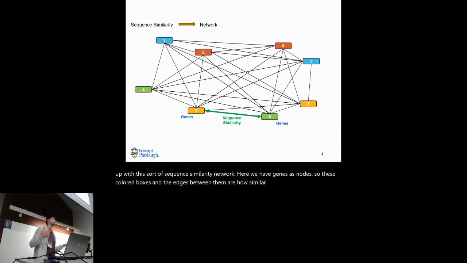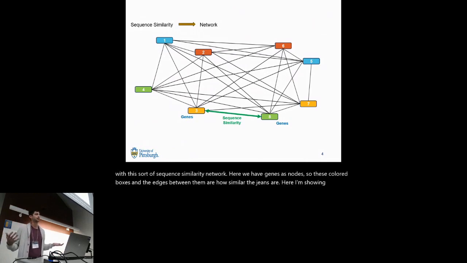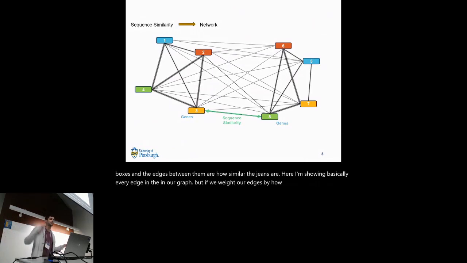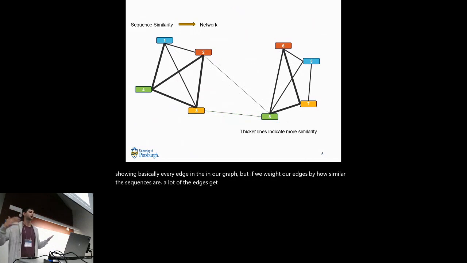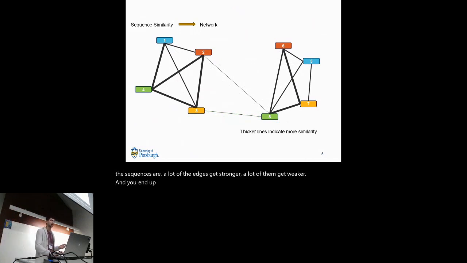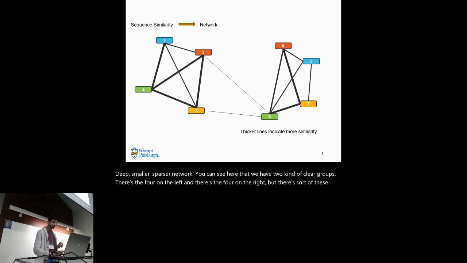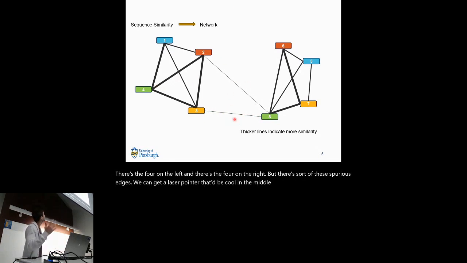Here we have genes as nodes, so these colored boxes, and the edges between them are how similar the genes are. Here I'm showing basically every edge in our graph, but if we weight our edges by how similar the sequences are, a lot of the edges get stronger, a lot of them get weaker, and you end up with a smaller, sparser network. You can see here that we have two clear groups. There's the four on the left and there's the four on the right, but there are these spurious edges in the middle that are still there.